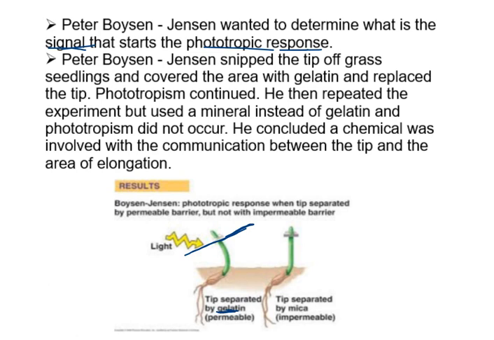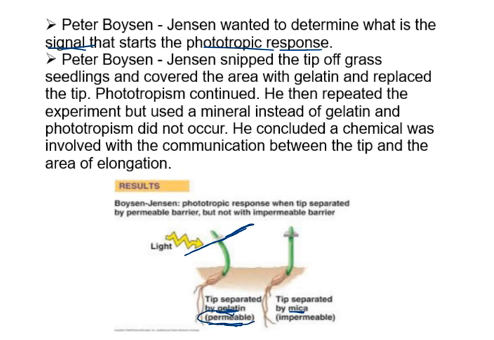The reason why he used gelatin is that it is permeable. Remember how we just did an experiment with permeable membranes? He used something that a signal should, in theory, go through. And then he did the exact same thing, only he used mica. Anybody know what mica is? It's a rock, basically. And because it's a rock, it's impermeable. A signal could not go through it. And he cut the plant and then tried to put it back together. Right? His goal was to see whether after cutting the plant, it would still bend towards the light.